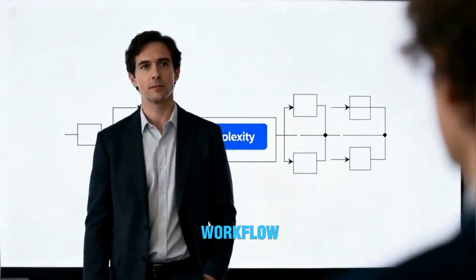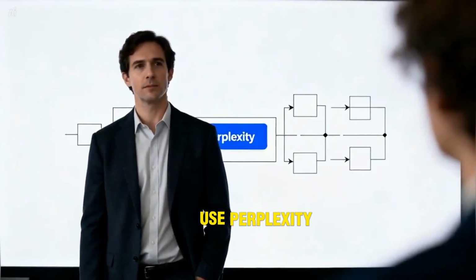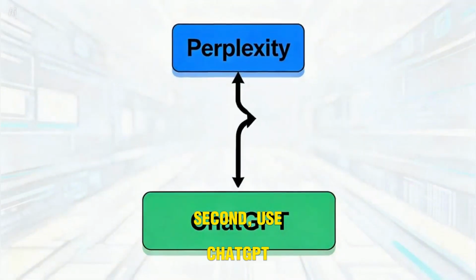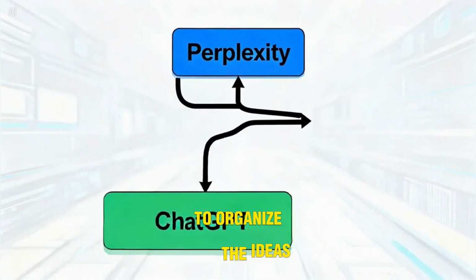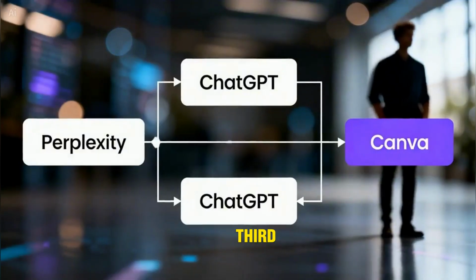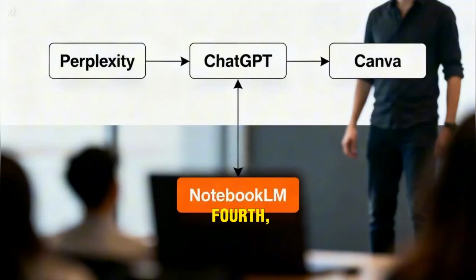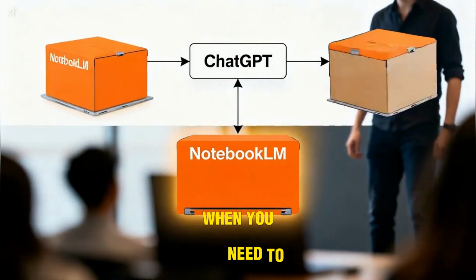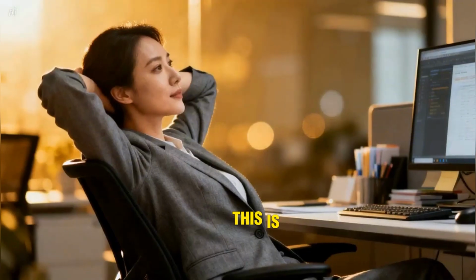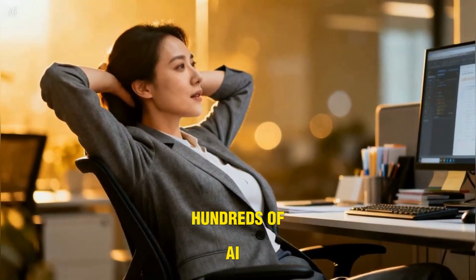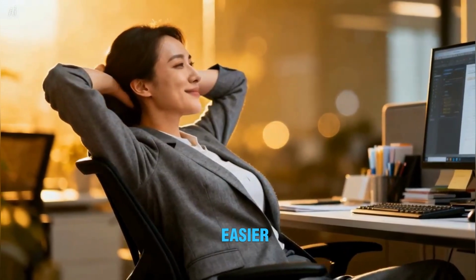Part 6. Build a simple AI workflow. Here is a simple workflow you can use. First, use Perplexity to research the topic. Second, use ChatGPT to organize the ideas and create a draft. Third, use Canva to turn the idea into a visual. Fourth, use NotebookLM when you need to understand long notes or documents. This is much better than randomly collecting hundreds of AI tools. A simple workflow is easier to repeat.